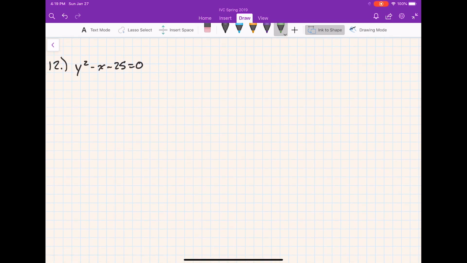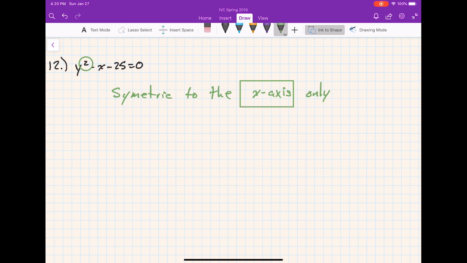Now, 12, the y squared. So that means it's going to be symmetric to the x-axis. We can get a plus or minus value for y, so it can reflect across the x-axis. So there you go. Now, if the line passed through 0, 0, then you might have an origin, but we know that this one doesn't. So there you go.